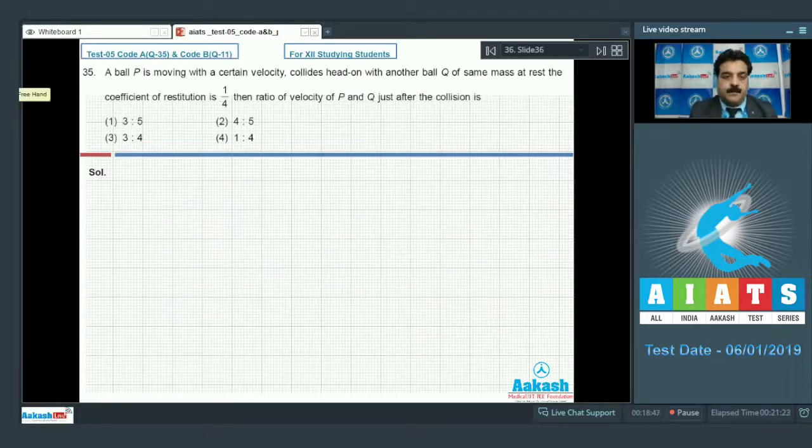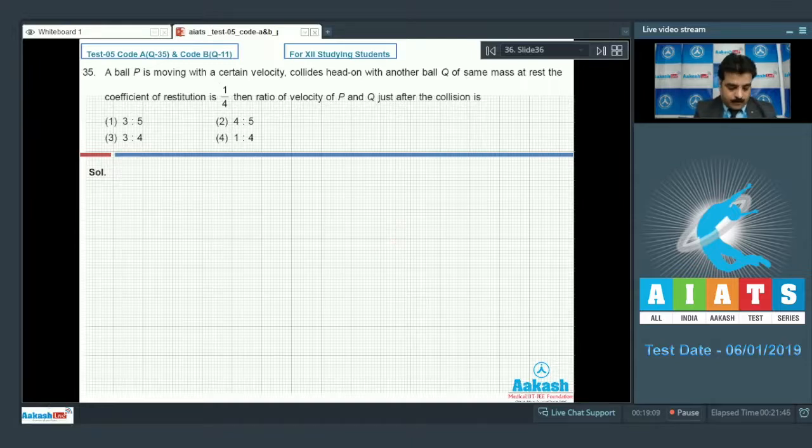In question number 35, a ball P is moving with a certain velocity and collides head on with another ball Q of the same mass. You have to be very careful, masses are the same, and the second body is at rest also. The coefficient of restitution is 1 by 4. Then find the ratio of velocities of P and Q just after the collision.